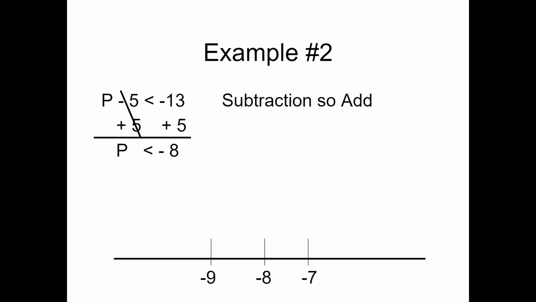So when we look over here for our graph, it's going to be an open circle on negative 8, right? And it's going to be an open circle because my gator mouth doesn't have the line underneath it.